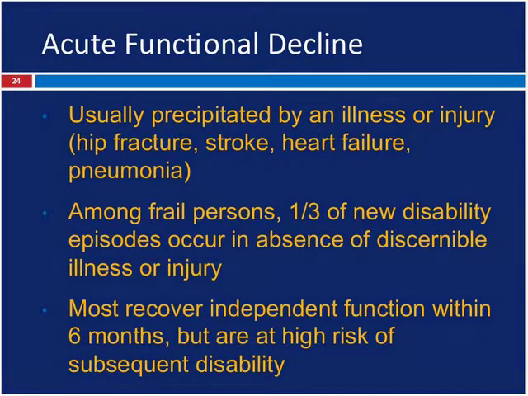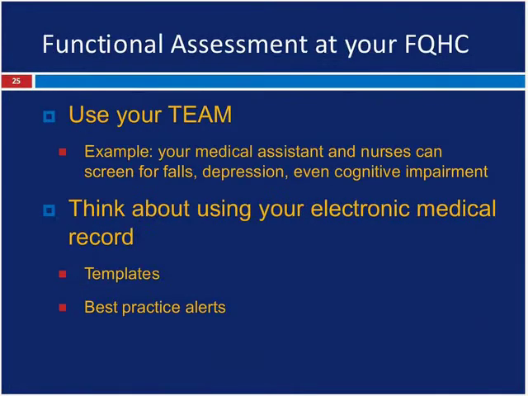But contrary to conventional wisdom, most of our older persons will recover after a major disabling event over the course of 6 months. But they're at high risk thereafter for disability. They become increasingly vulnerable, and it's part of this downward cycle that's often difficult to break.